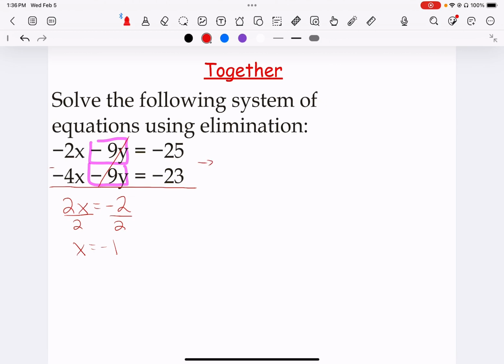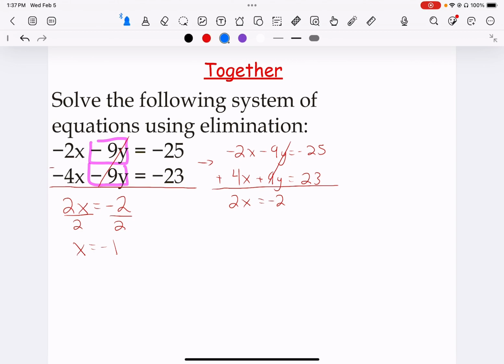Another way to solve this when you're subtracting is to do keep, change, opposite. So I'm going to keep the entire top equation the same, -2x minus 9y equals -25. And now I'm going to do the opposite of the entire bottom equation. So I'm going to have a positive 4x, a positive 9y, and a positive 23. Now I'm going to add my two equations. So I'm still left with 2x. My y's are still eliminated, and that's equal to -2. So it's the same process, same numbers. It just helps keep track of your negative numbers better.